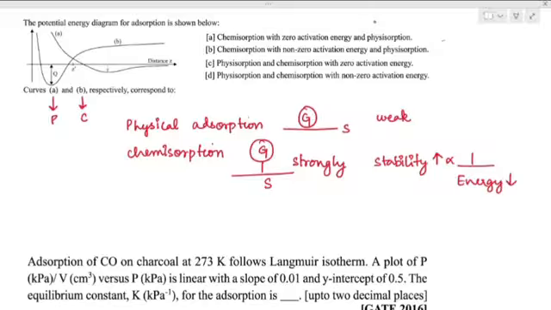So the question is, curves A and B correspond to... A corresponds to physisorption and B corresponds to chemisorption. A is wrong, B is wrong. So it's either C or D.